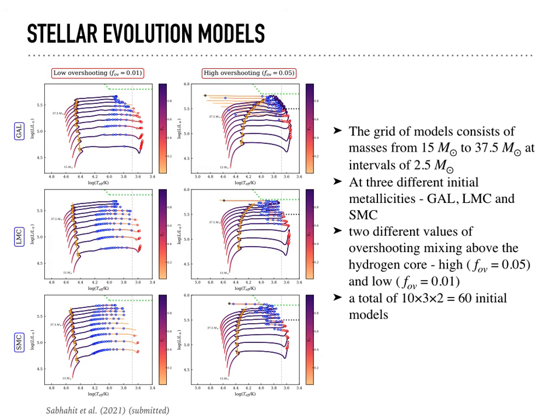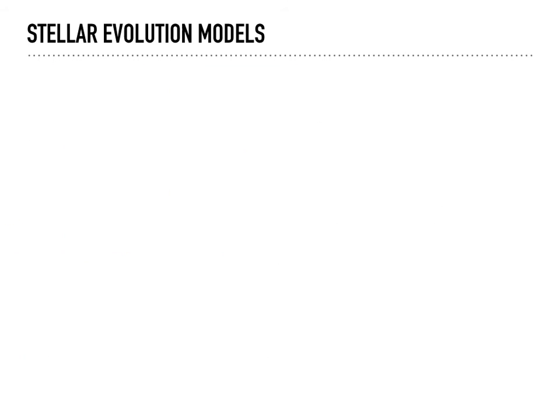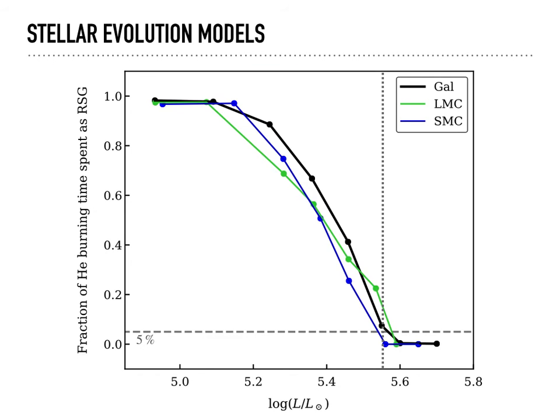So we run a grid of MESA models at 2 different overshooting values above the convective core and at 3 different metallicities. And all these models have excess mixing in their envelopes. And we find that for models with higher overshooting above the core, we essentially get a metallicity independent theoretical HD limit of about 5.5, which agrees well with the empirical results that we have at these 3 metallicities.